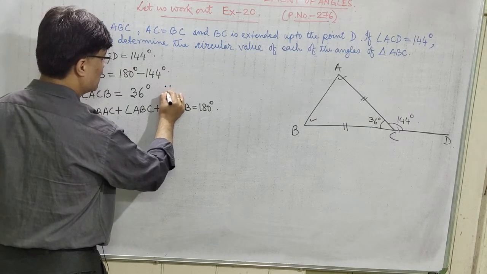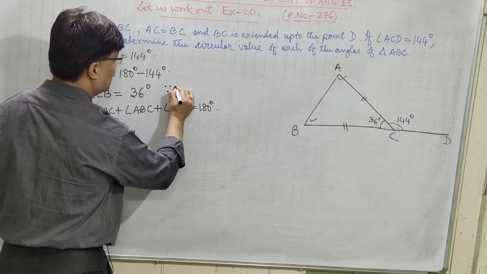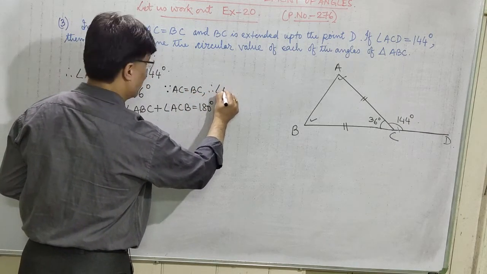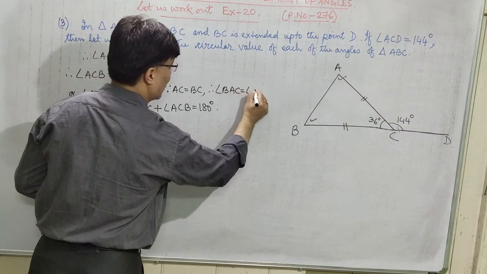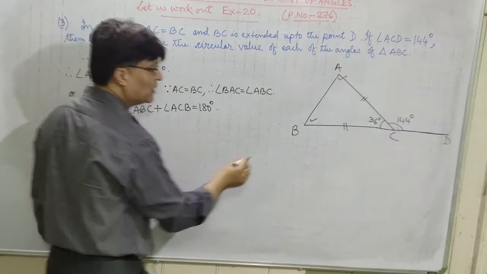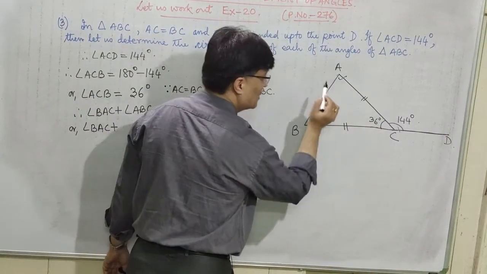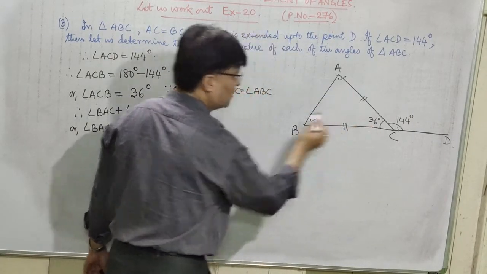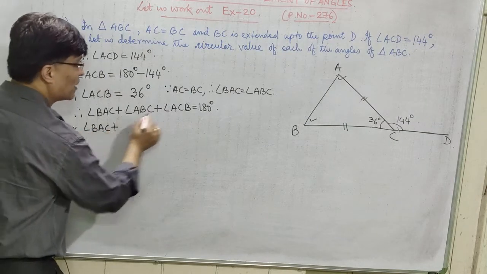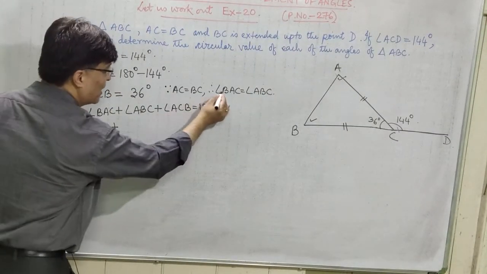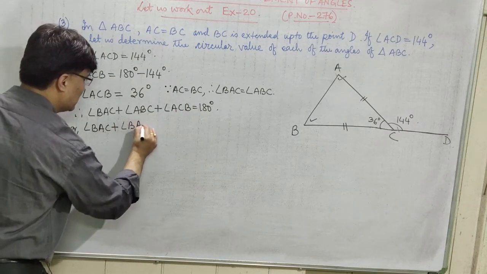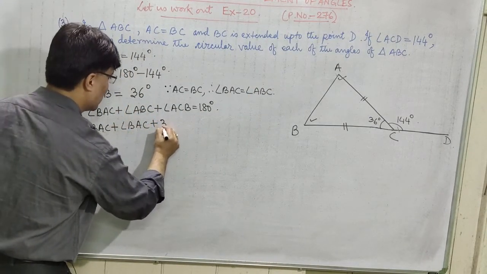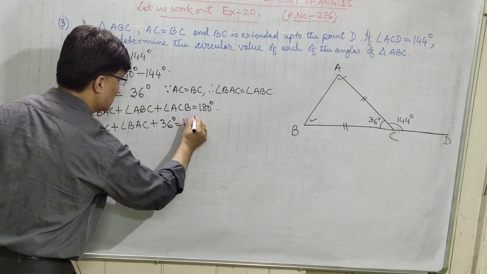So here you can write, since AC is equal to BC, therefore angle BAC is equal to angle ABC. If these two sides are equal, that is AC is equal to BC, then these two angles are always equal. So here you can write angle BAC plus, instead of angle ABC, angle BAC, plus angle ACB, which is 36 degrees, is equal to 180 degrees.